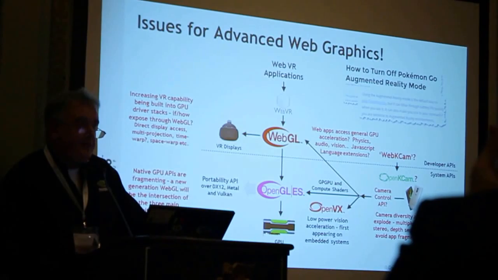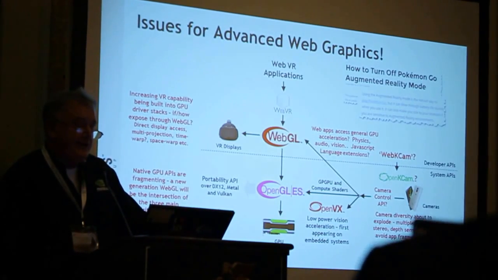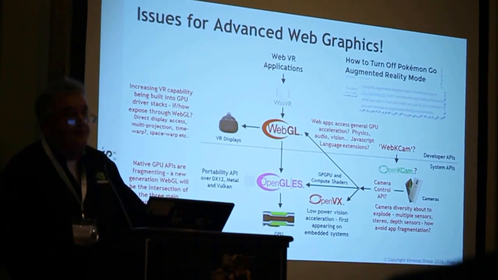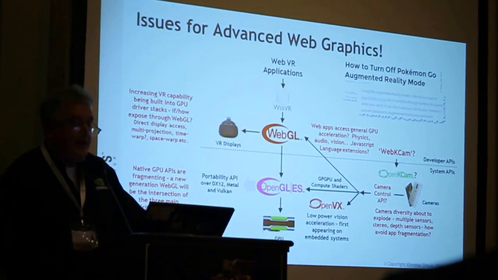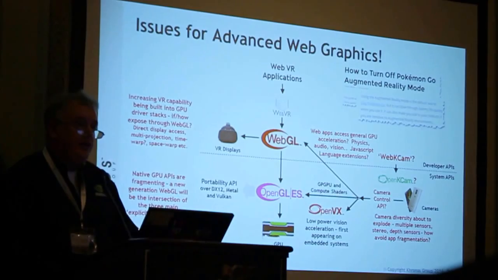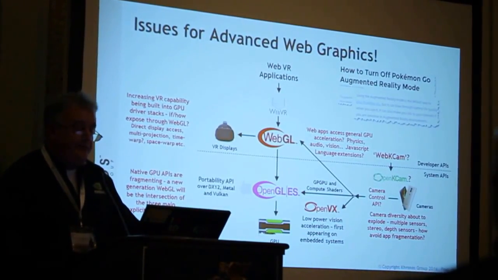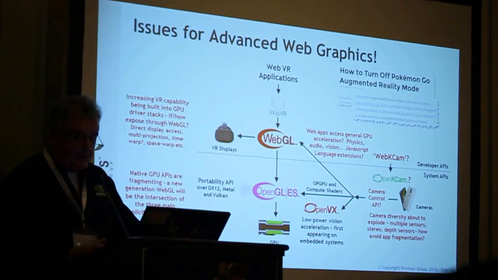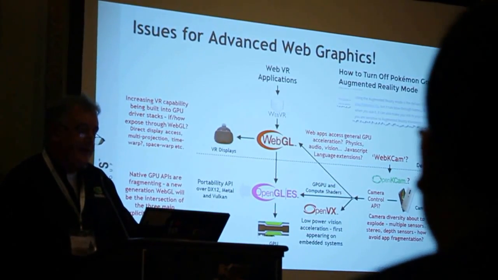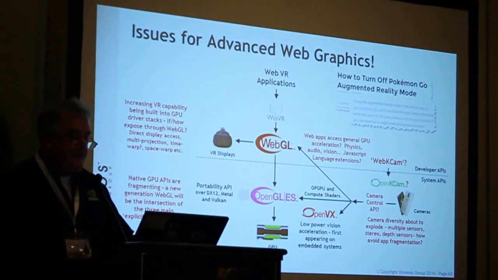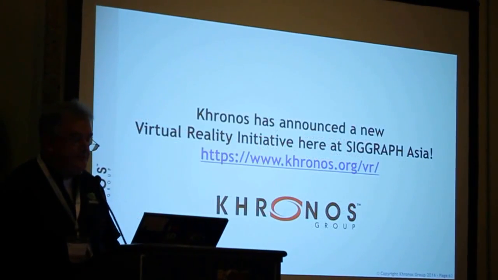And the camera control API is going to be, I think, increasingly necessary as phones begin to get depth sensors and multiple sensors. It's going to be increasingly difficult for the web stack to cope with all of these different types of cameras. They need the help of the native API community to figure out that fragmentation. So this is all in discussion, all very interesting. Love to hear your feedback on it.